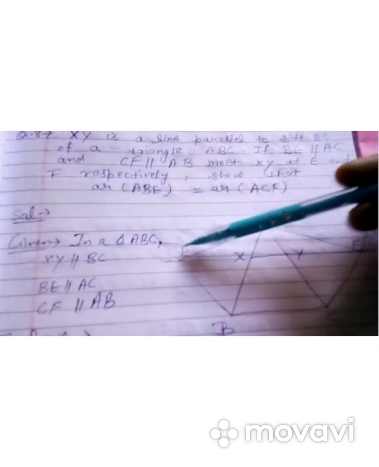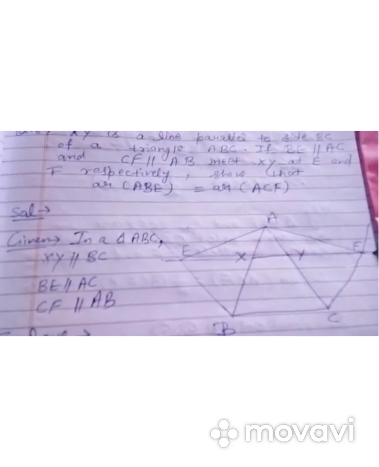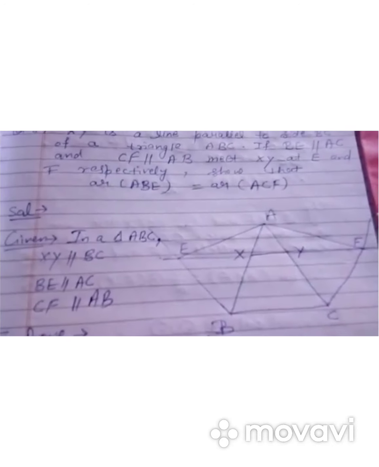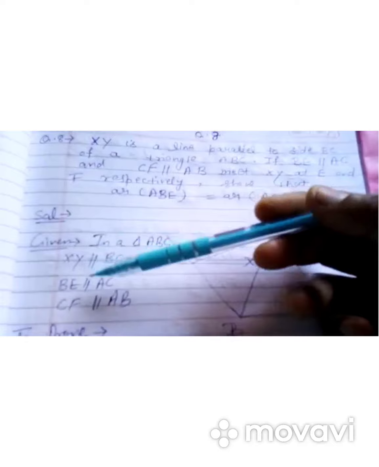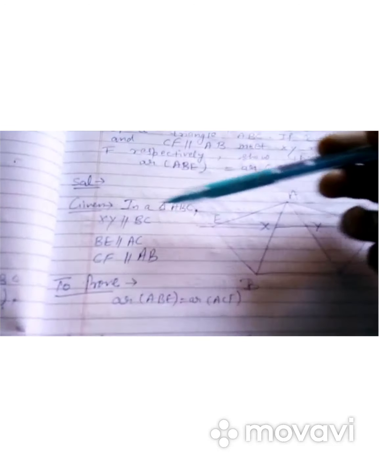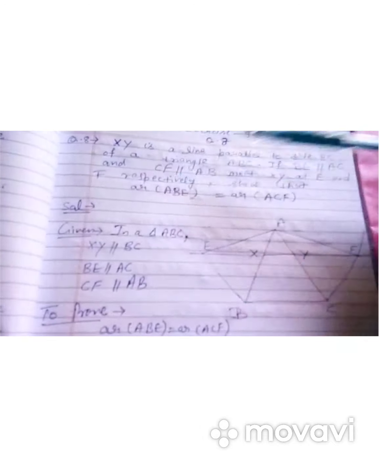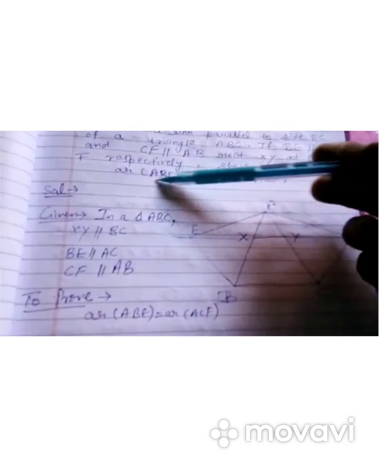So show that area of ABE is equal to area of ACF. So we have to join E and A, and A and F. Now the solution: in triangle ABC, XY is parallel to BC, BE is parallel to AC and CF is parallel to AB. To prove, we have to write area of ABE is equal to area of ACF.